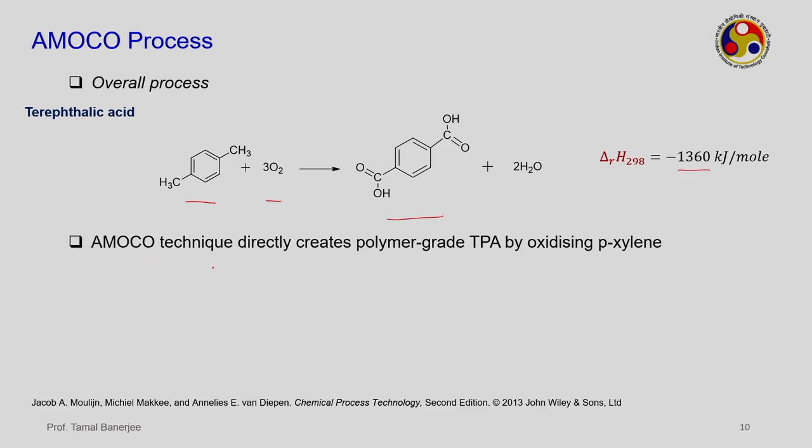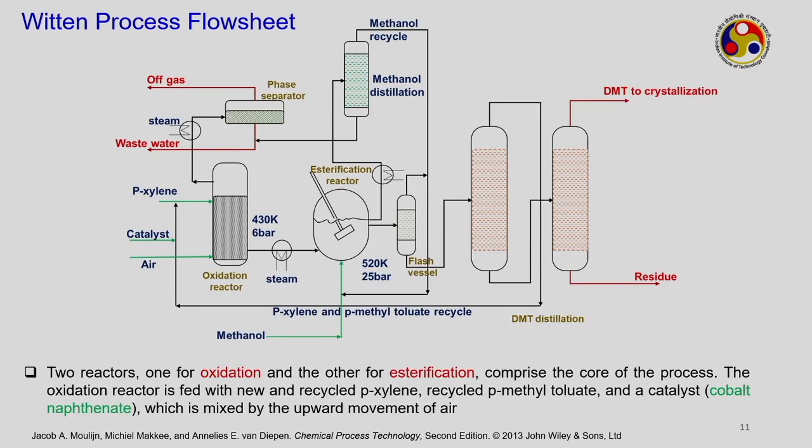So this Amoco technique is a very useful technique. It directly creates polymer grade TPA by oxidizing paraxylene. You should keep in mind the reaction sequence, that is very important. You should remember the reaction sequence in this way: oxidation, esterification, oxidation and again esterification, okay. So this is the Witten process.